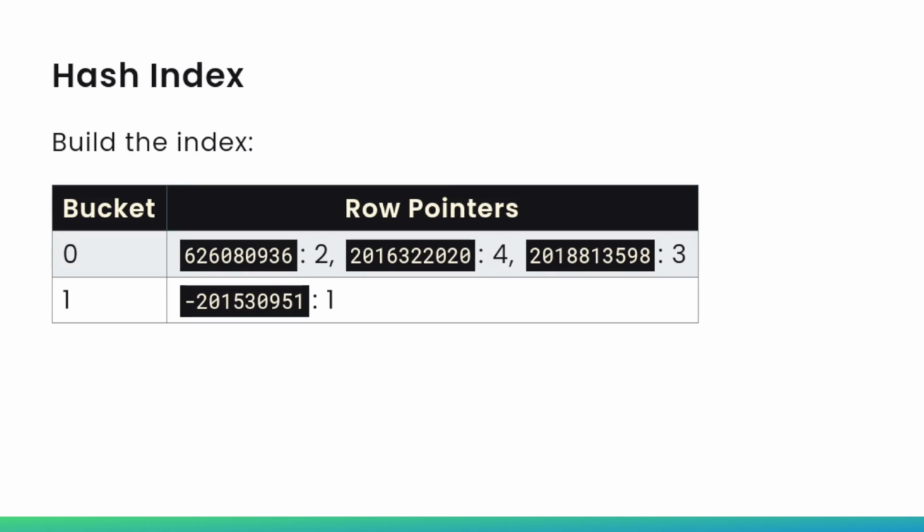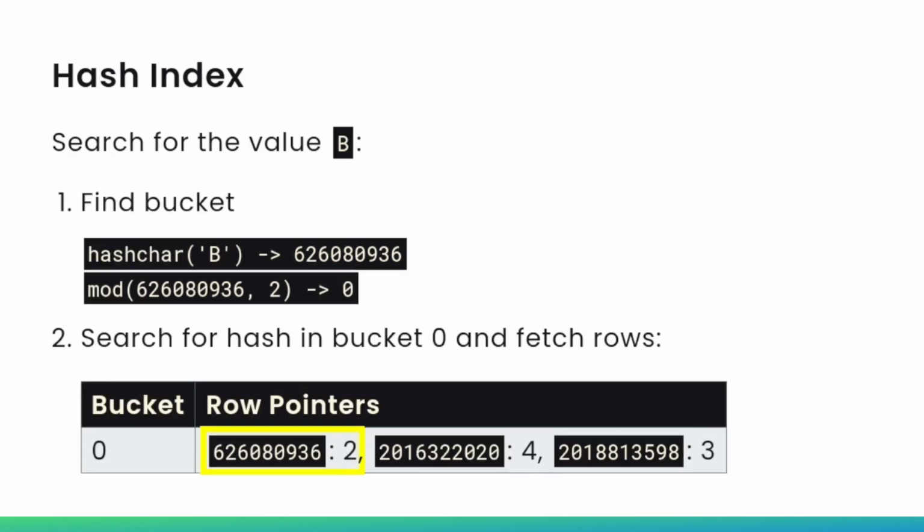Now let's use our hash index to search for the value B. We take a similar process. We apply the hash function on the value B and get the hash value. Then we apply modulo the number of buckets, in our case 2, and we find that this hash value may be in bucket 0. And then we search for the hash in bucket 0, and we find a matching hash value, and we find the pointer to the row, which is row number 2. This is how a hash index works, okay? There's a lot of implementation details, but basically this is how a hash index works.